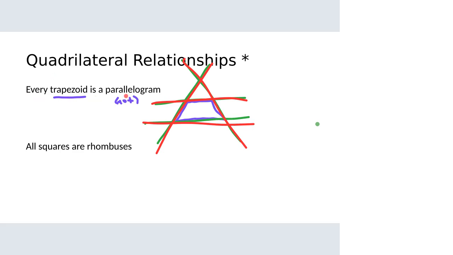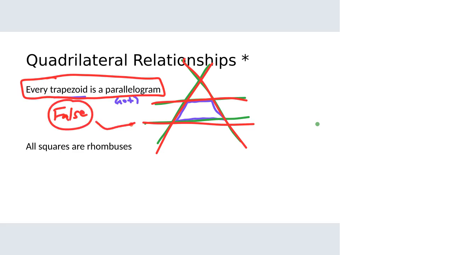So the idea that every trapezoid is a parallelogram, well, no, it's not. That statement's false, and right here is my argument. Well, it's tucked away very tightly in there, that purple trapezoid that has at least one pair of opposite sides parallel, but it does not have both pairs of opposite sides parallel.